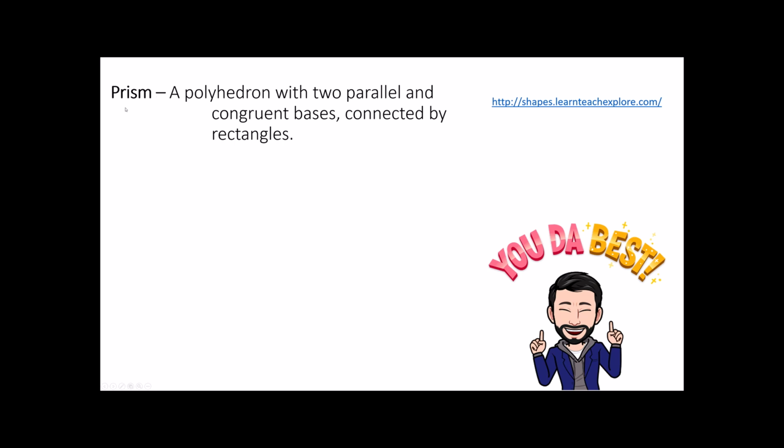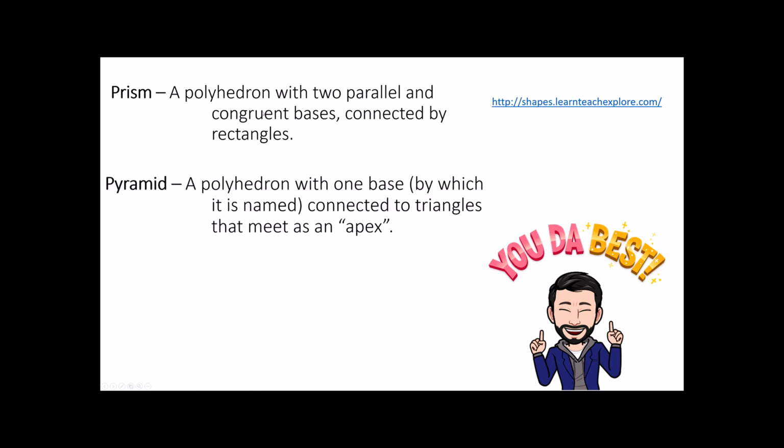You'll remember on the previous slide, we said that I had some prisms, which were polyhedrons. I also had some pyramids, which were polyhedrons. I want to point out the big difference between those for you really quickly. A polyhedron with two parallel and congruent bases connected by rectangles is called a prism. A polyhedron with one base, by which it's named, connected to triangles that meet at an apex, little typo there, is called a pyramid.